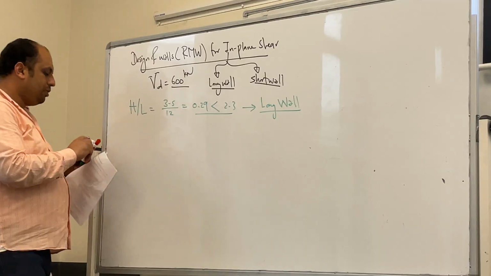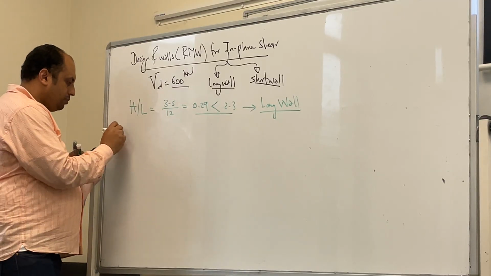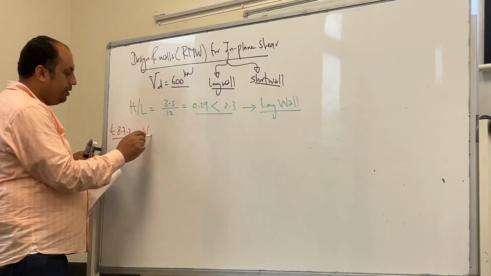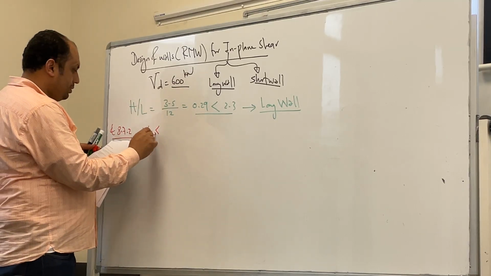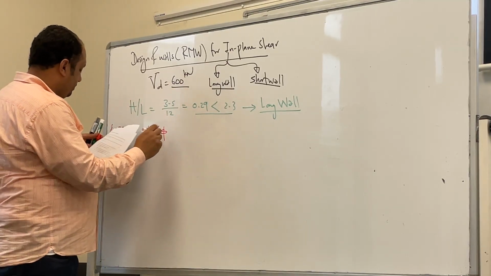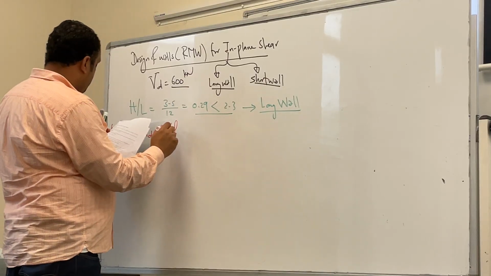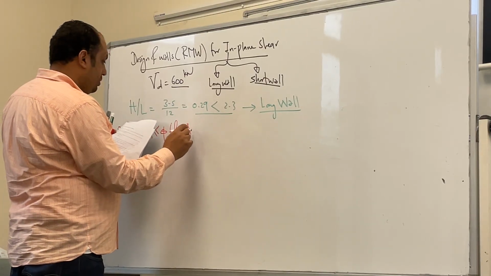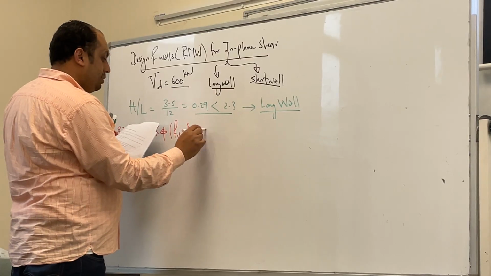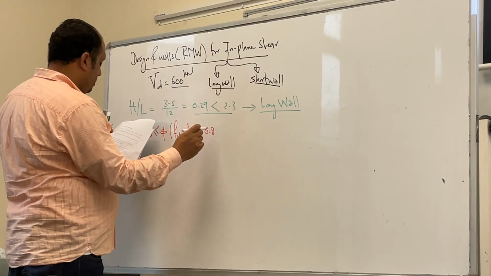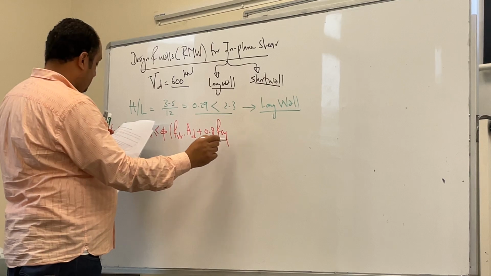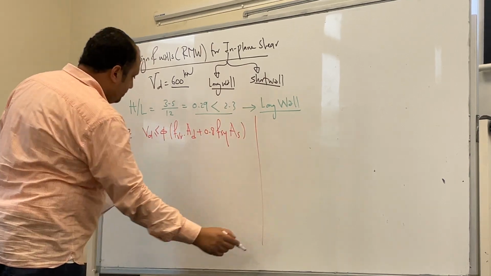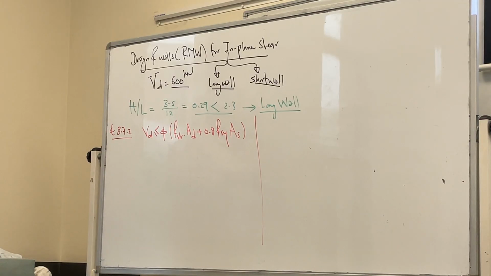So for 8.72, our check is VD less than VR. Did we do only one check? We didn't do that. Do the second check, please. VR equals FD times AD plus 0.8 FS yield AS. So we know FD already.